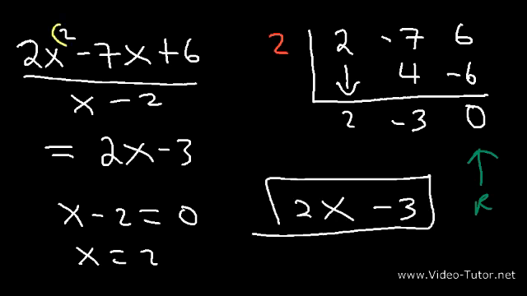When you divide 2x squared by x, you're going to get 2x. So the first term is x to the first power. So you can divide polynomials by factoring, by using long division, or synthetic division. So that is it for this video.